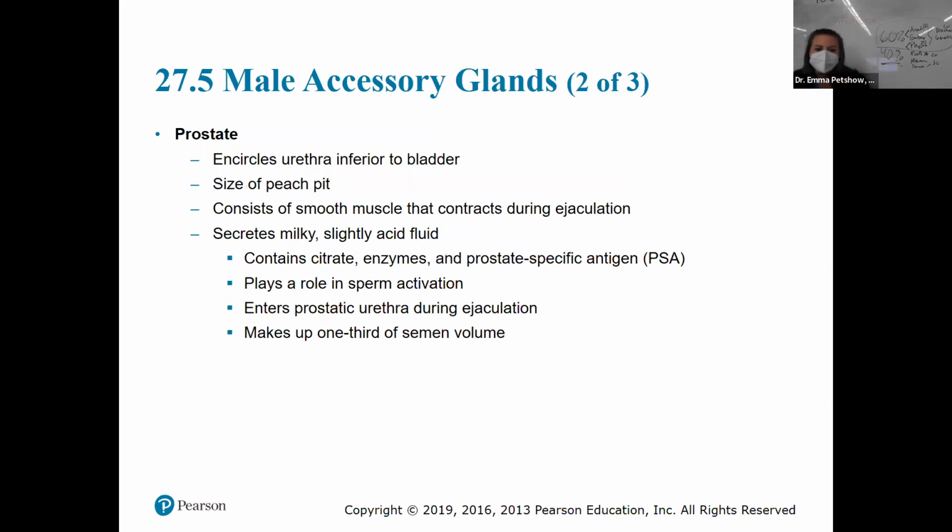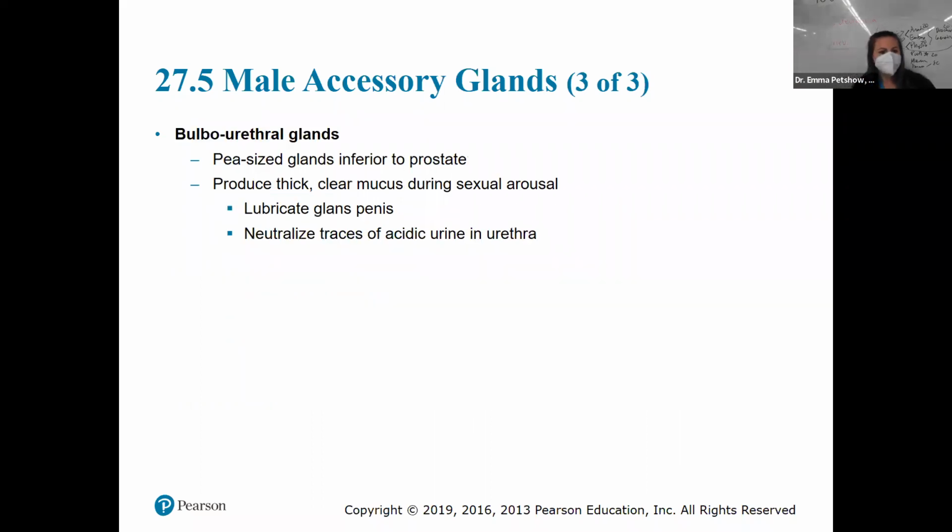Our prostate encircles that urethra that's inferior to the bladder. That's why in benign prostatic hyperplasia or prostate cancer, you can see issues with incontinence, nocturia, urinary frequency, urgency, etc., because that prostate encircles the urethra, and it can also push on different structures if enlarged. It does have smooth muscle that contracts during ejaculation. It secretes our prostate-specific antigen, which is why we can measure that. It's going to help with sperm activation and makes about 1/3 of semen volume. That's not necessarily important for the NCLEX.